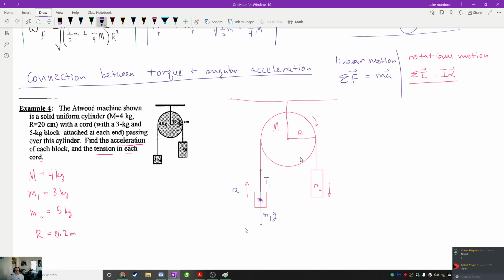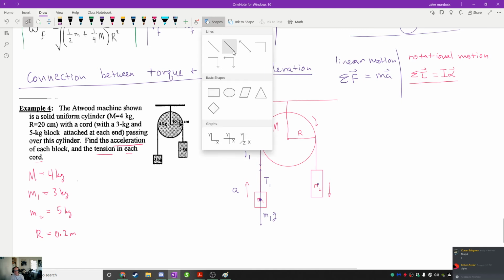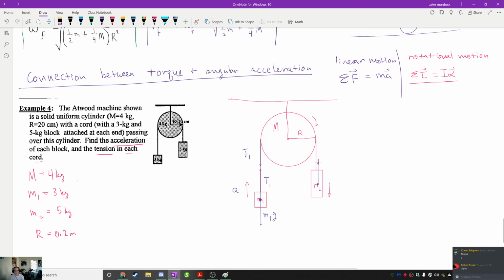For the forces that are acting on the pulley itself, there's going to be a tension force. And since it's going up on this one, it's going to be going down right here. So the same tension force T1 is going to show up right there. Moving over to mass M2, M2 is going to have a tension that goes up as well. We'll call it T2. The tensions in this case are going to be different from each other, mostly because the pulley has mass. If the pulley didn't have mass, the tensions would be the same. So that's going to be T2 right there.